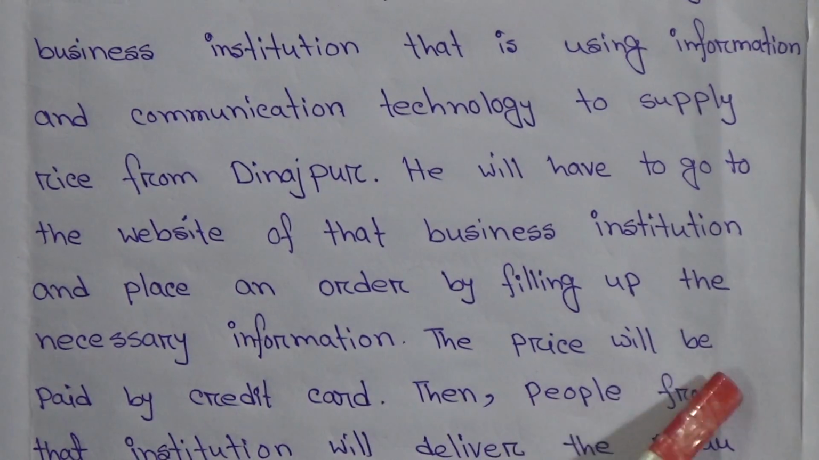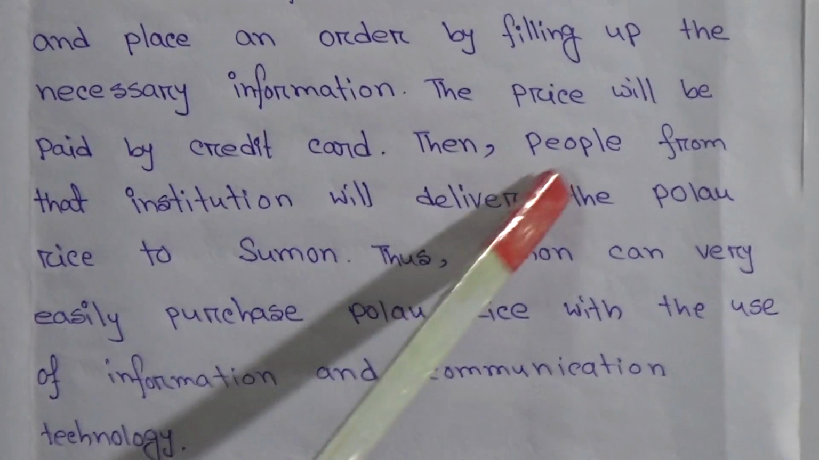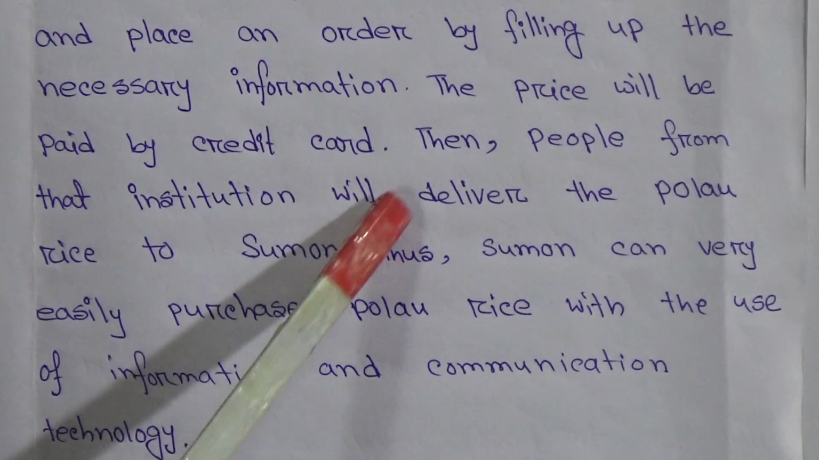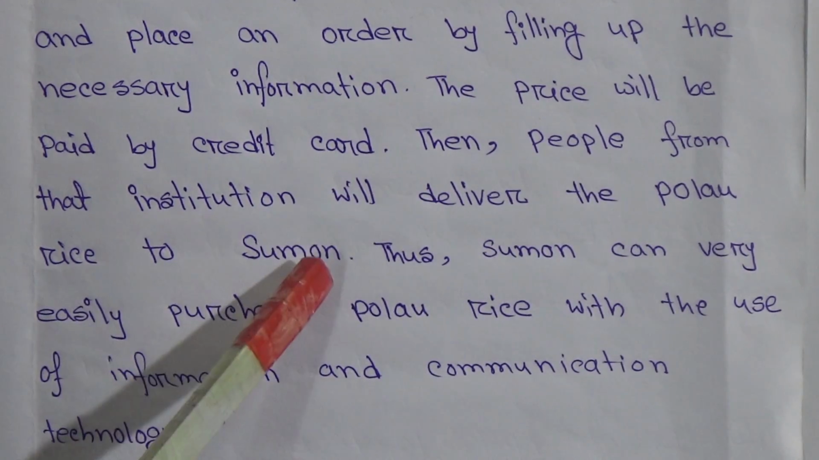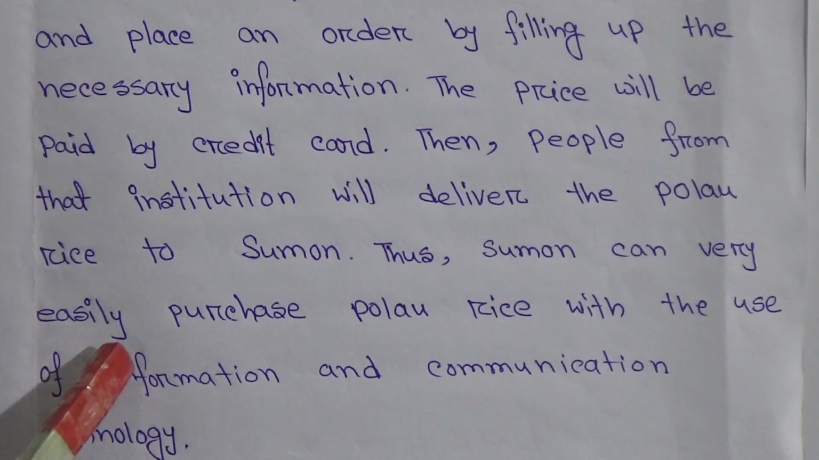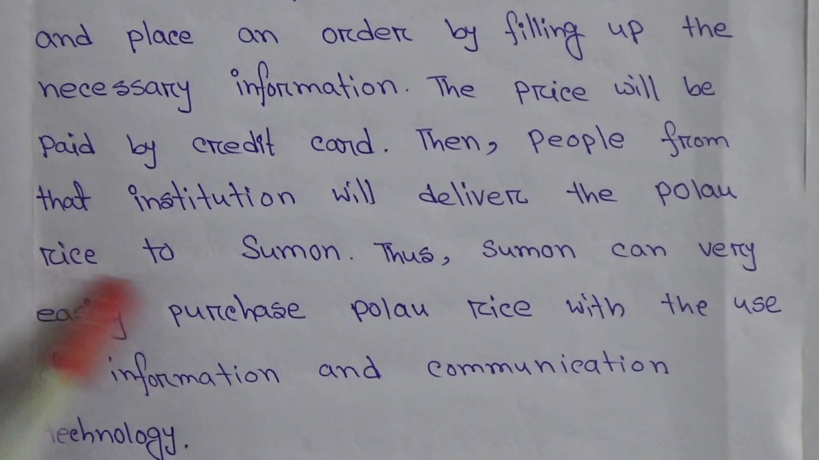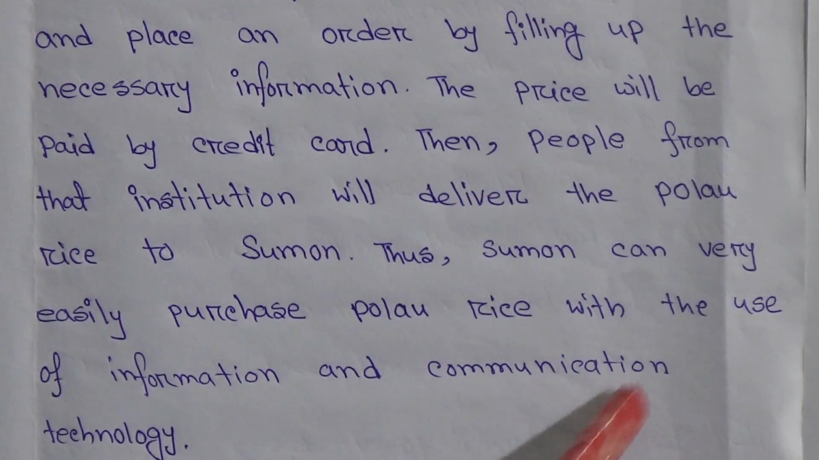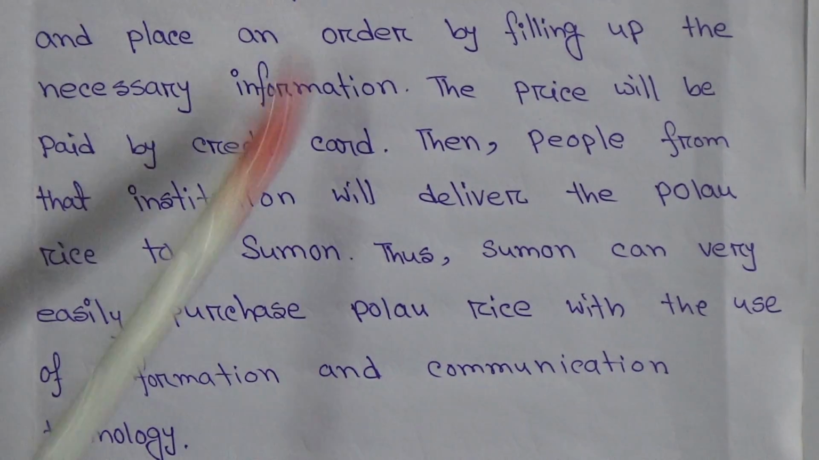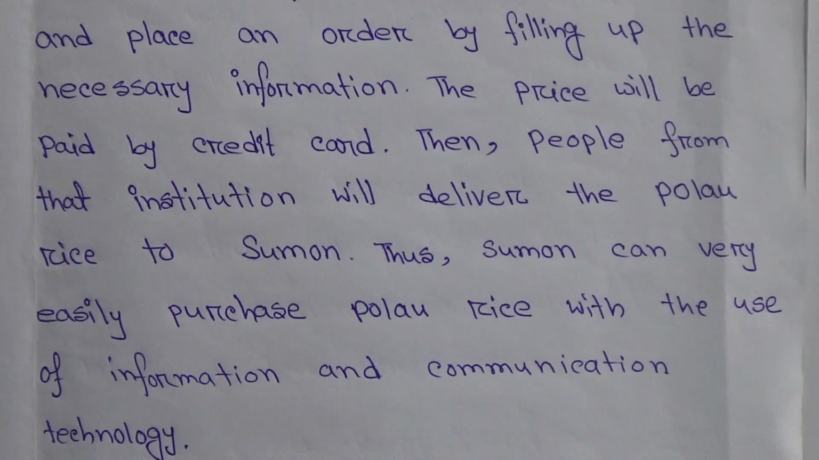The price would be paid by credit card. Then people from that institution will deliver the pulao rice to Ch-1. Thus Ch-1 can very easily purchase pulao rice with the use of information and communication technology. Dear students, this process is very easy, and nowadays this is an era of modern science, and you all are familiar with this term.